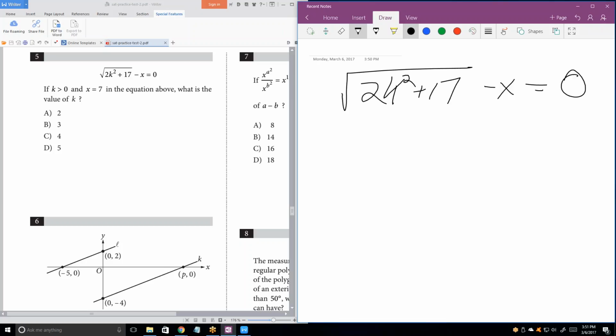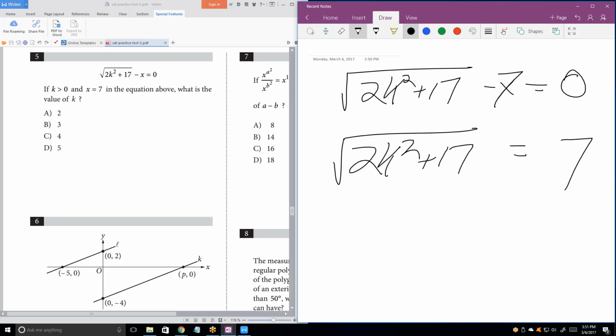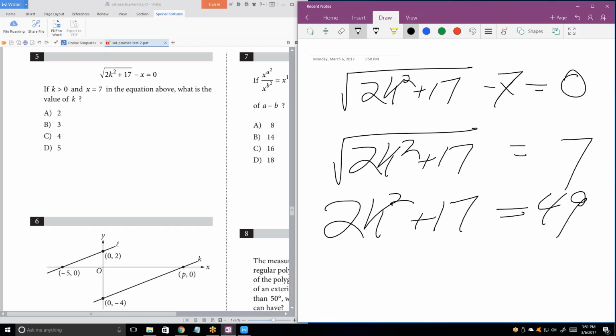What's the first step? Substitute the x with 7 and add the 7 over. Okay. So far. Square both sides. Okay. Subtract the 17, so you get 32. Then divide by 2.